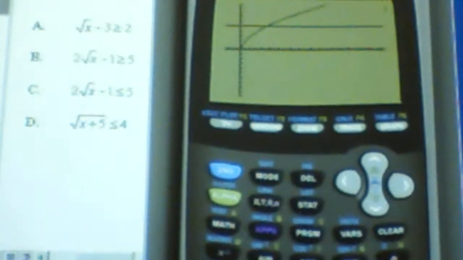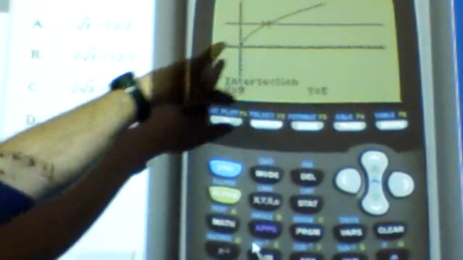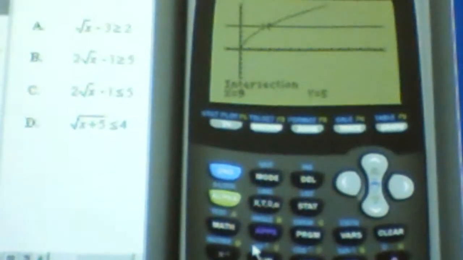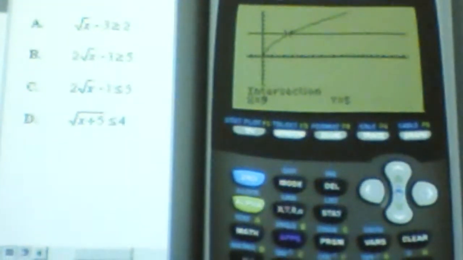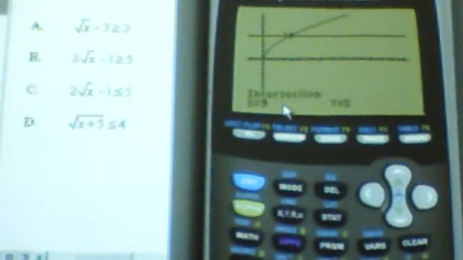Enter, enter, enter, and the intersection is at x equals 9. We want x to be greater than that number, so we want x greater than or equal to 9, and it's that simple. That's all you have to do. So now let's try the less than ones, which are actually a little bit harder. Let's try letter C.